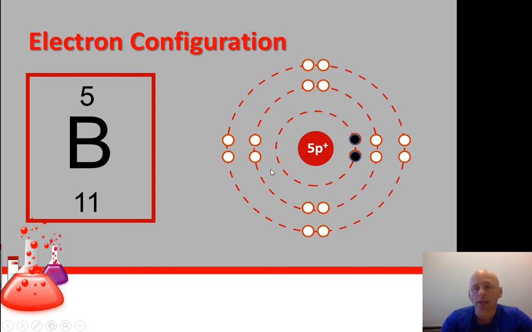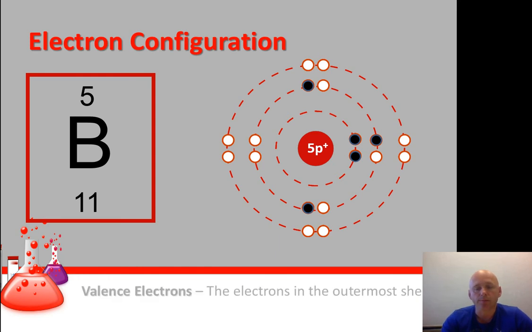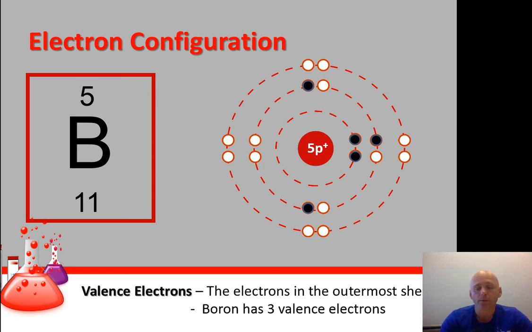So this level 2 is what we fill up next. Put 1 electron there, 1 electron there, and 1 electron there. So we've got 3 electrons in the outermost energy level. To introduce a new term, valence electrons. Valence electrons are the electrons in the outermost energy level. So here you can see that boron has 3 electrons in its valence shell, or 3 valence electrons.